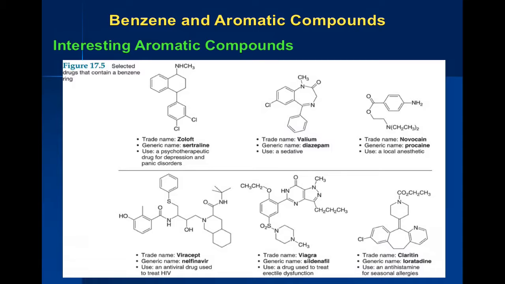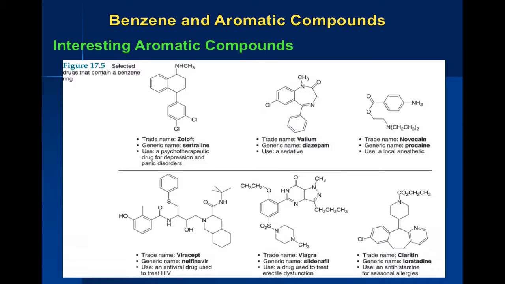And then Claritin. When are you all going to start taking your Claritin? By about next month, right? Many of you will be taking Claritin, an over-the-counter antihistamine. Some of you may be taking it now for your seasonal allergies. But nonetheless, notice there's an aromatic ring. This, too, is an aromatic ring. But what's different between this aromatic ring and this aromatic ring? This one only has 5 carbons. It also has a nitrogen. So it has a heteroatom in the aromatic ring, and we'll talk about that, okay?